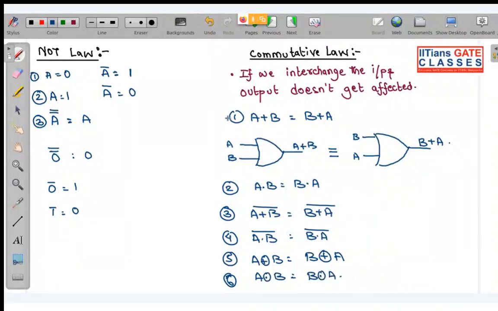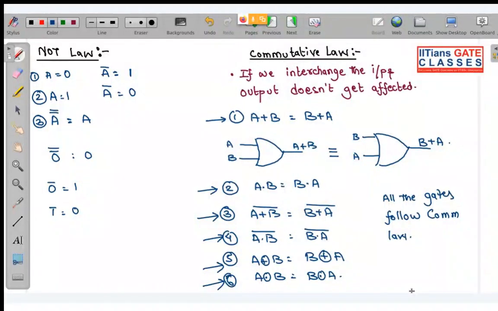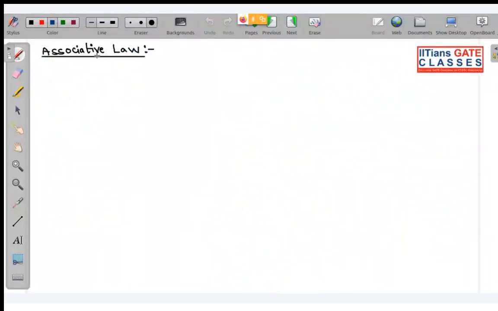So here you can see all the gates, whether it be OR, AND, NOR, NAND, XOR, XNOR, all the gates follow commutative law. Okay, all the gates, they follow what? They follow the commutative law. Okay. Now next is what? Associative law. So what do you mean by associative law?